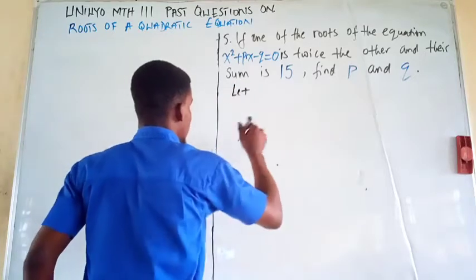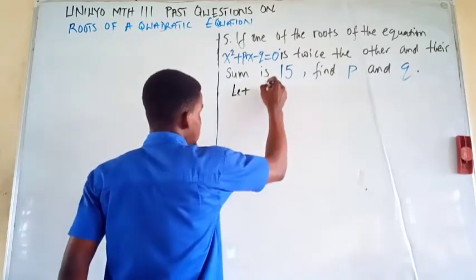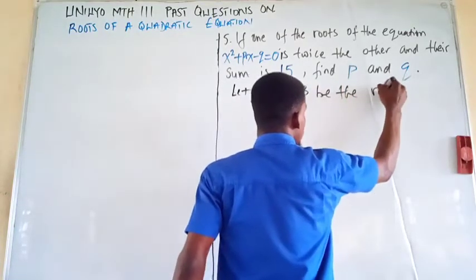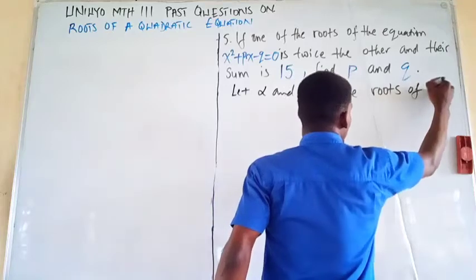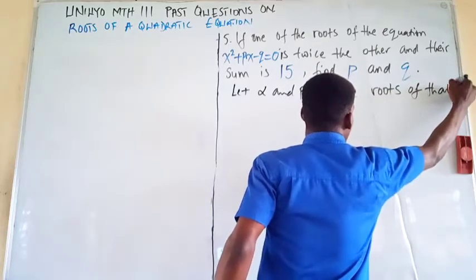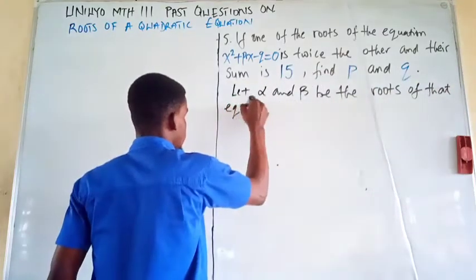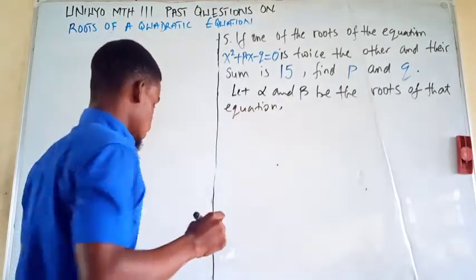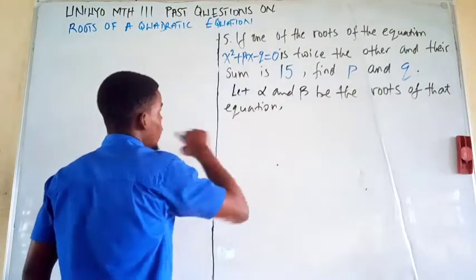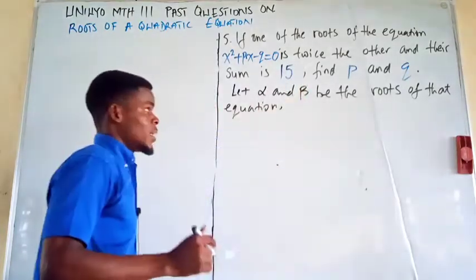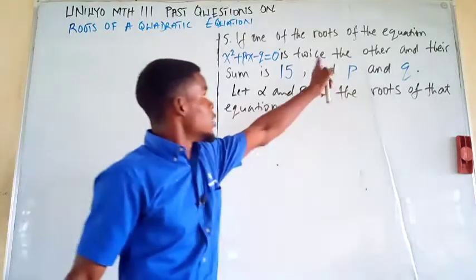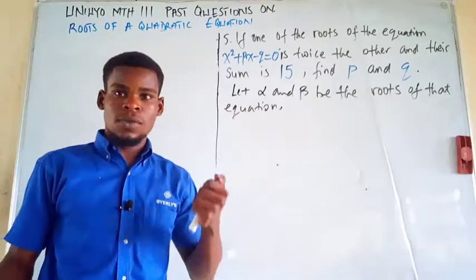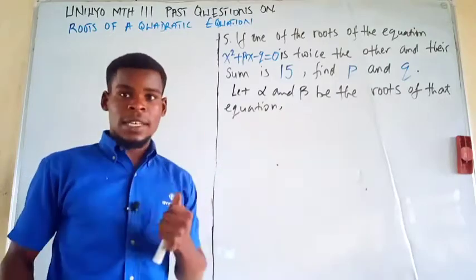I'm just letting, setting something. Let alpha and beta be the roots of that equation. So this means that if I add them together, I'm going to have 15, right? Remember, if one of the roots of this equation is twice the other and their sum is 15, so if I add the two roots together, I'm going to have 15 as a sum.